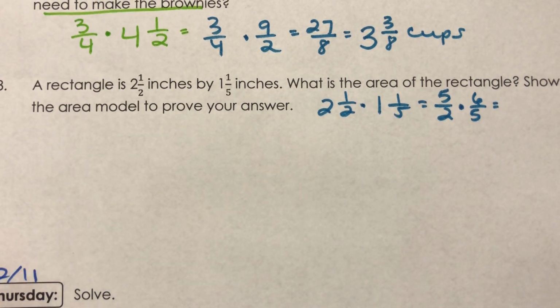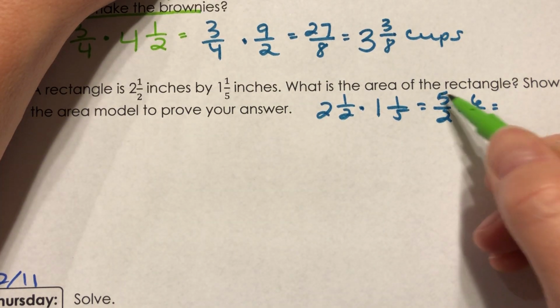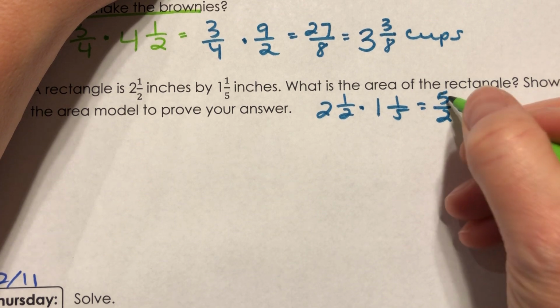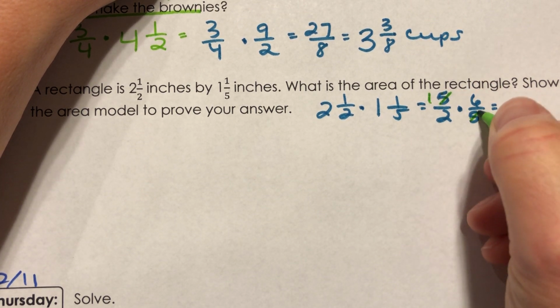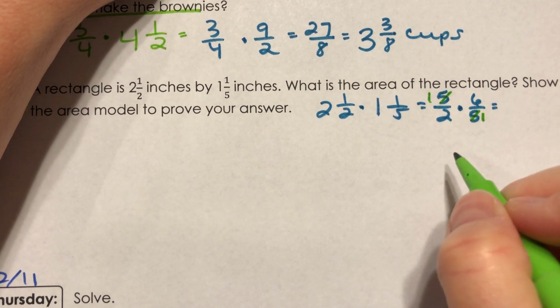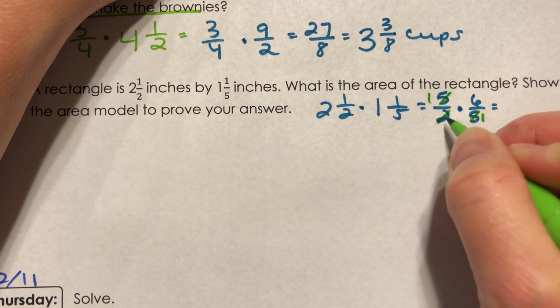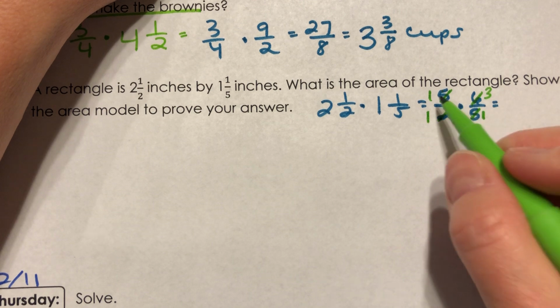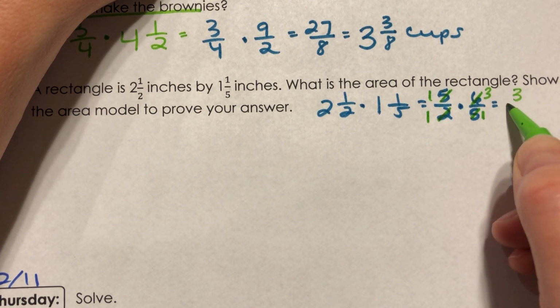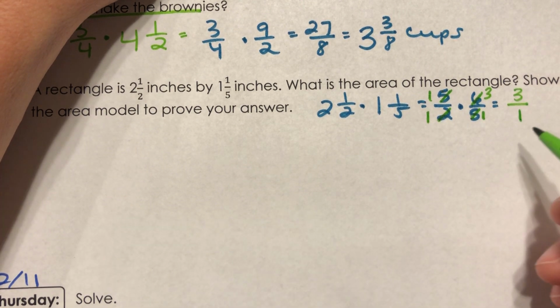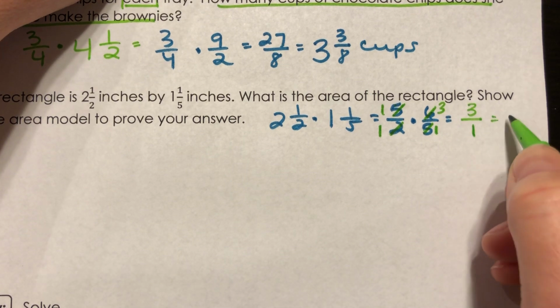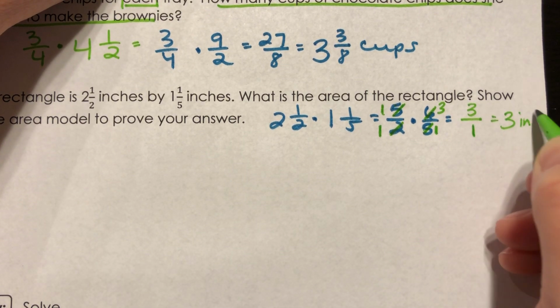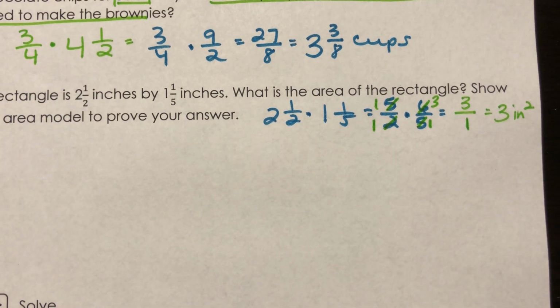All right, so when I look at this, I see that the 5s are diagonal from one another. That means I can divide them each by 5. And with 2 and 6, those are both divisible by 2. So 2 divided by 2 is 1, 6 divided by 2 is 3. And I end up with 1 times 3 is 3, and 1 times 1 is 1, and 3 divided by 1 is 3. So 3 inches squared, or square inches, is gonna be our answer.